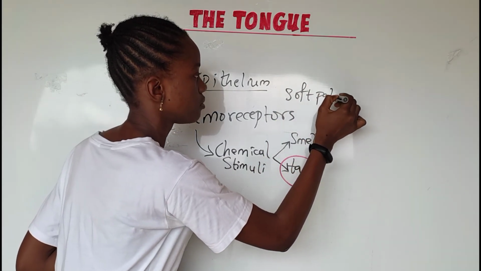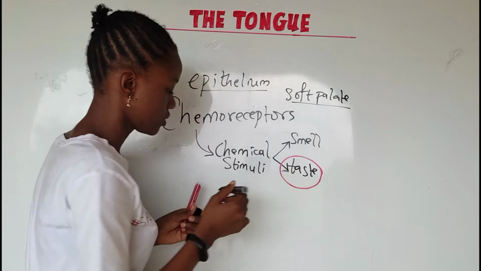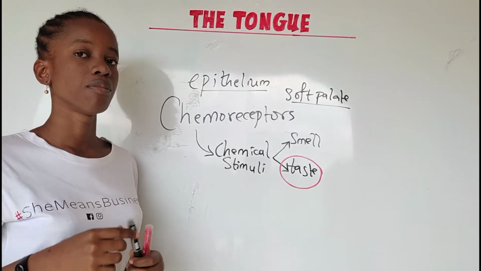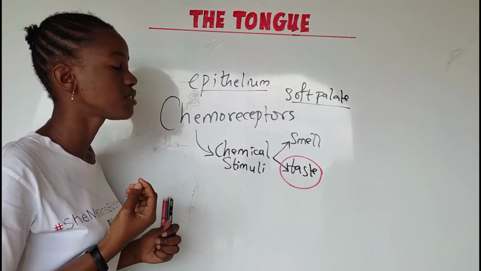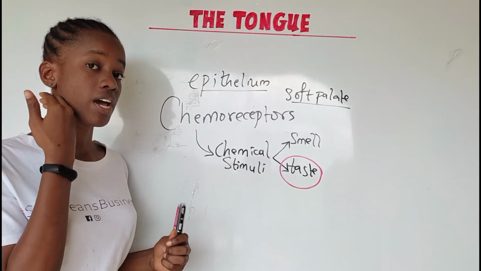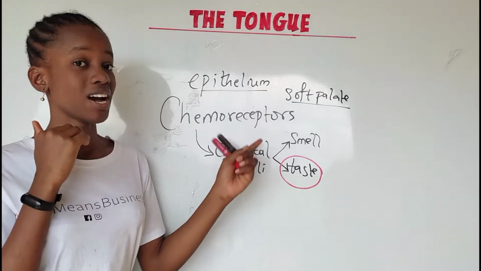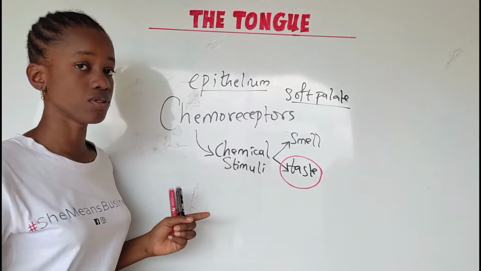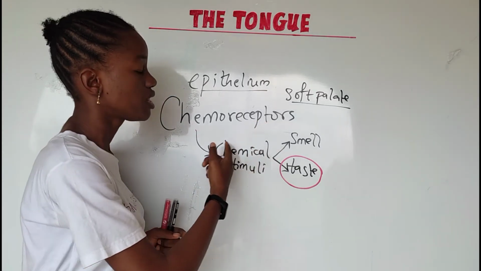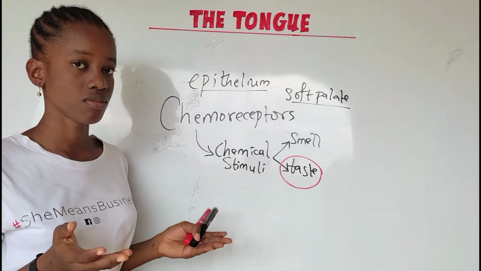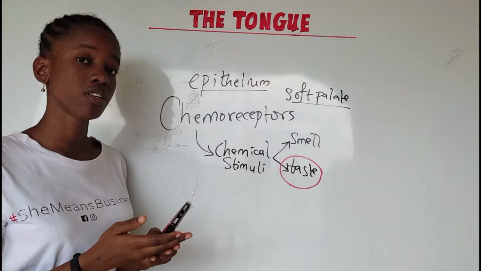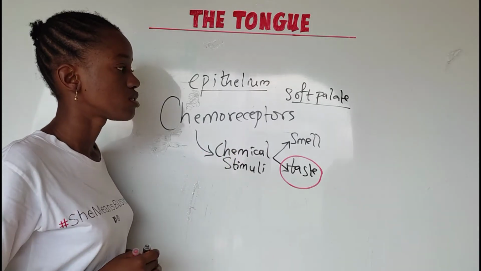The palate is the upper part of the inside of our mouth, and the soft palate is actually behind. We also have the hard palate, but that is at the front. So the chemoreceptors for taste can be found on the epithelium of the tongue, the epithelium at the back of the mouth, and also on the soft palate.